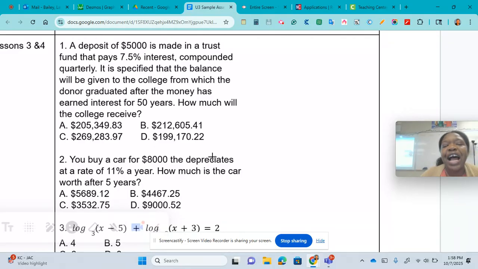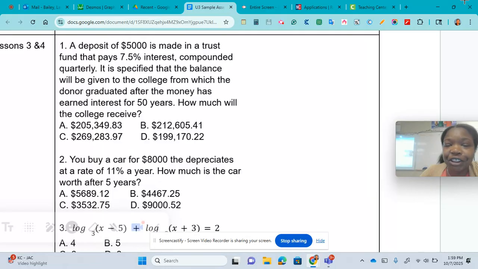A deposit of $5,000 is made in a trust fund that pays 7.5% interest compounded quarterly. It is specified that the balance will be given to the college from which the donor graduated after the money has earned interest for 50 years. How much will the college receive? What type of equation are we building? Start with the E. Exponential.